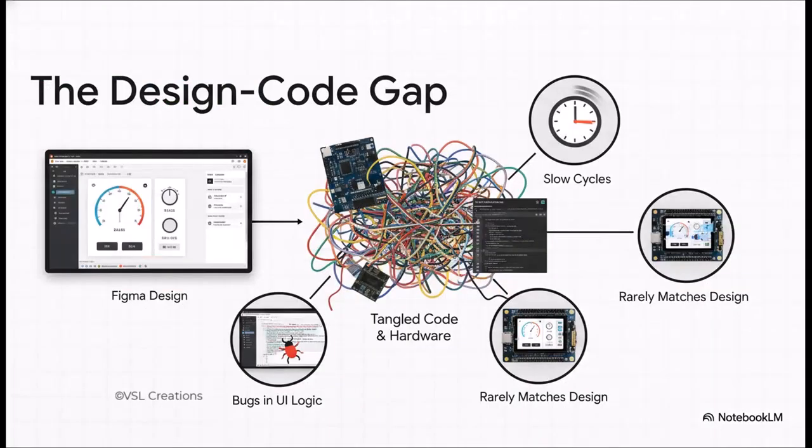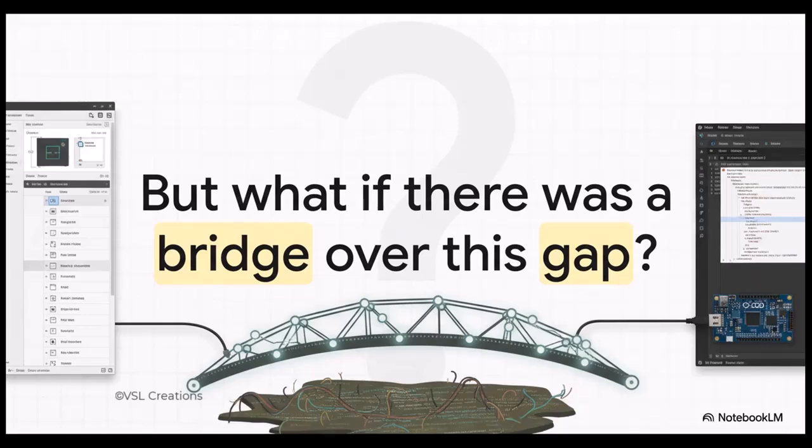And this gap, it has a huge cost. We're talking about endless hours of manual, tedious C coding. The development cycles get so slow and frustrating. And you know what happens? The final UI almost never matches that beautiful original design. And forget about making changes later. It's a nightmare. Plus, all that complex UI logic code, it's just a perfect place for bugs to hide. It's a problem we've been dealing with in embedded for years.